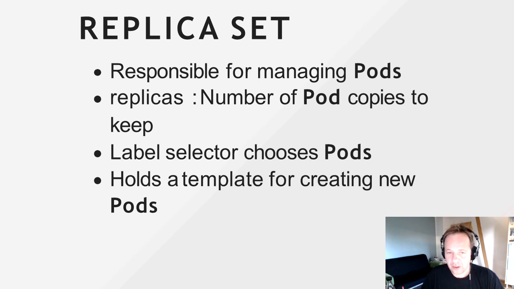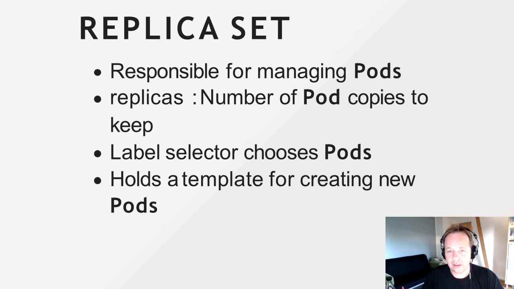A replica set also holds a template for creating new pods. So actually such a pod declaration, which we have seen in the slide before, is embedded in a replica set declaration, so that a replica set controller which has to create a new pod knows how to do so. And then finally, you have a label selector for choosing pods, which is important so that the replica set controller really can find out how many pods are really running and compares that to the declared number of replicas.